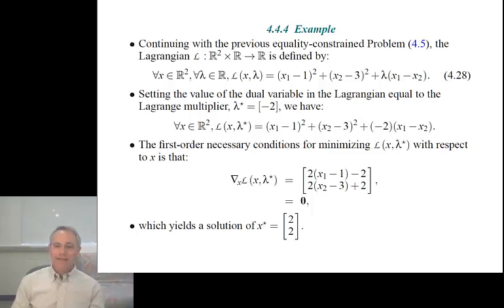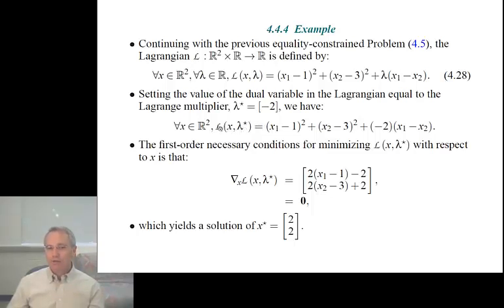Back now to a single equality constraint. We've got the previous equality constraint problem. The Lagrangian is the objective plus lambda times (x1 minus x2). Plugging in what we know to be the Lagrange multiplier, lambda star equal to minus 2, we get this Lagrangian as a function of x and the given value lambda star.